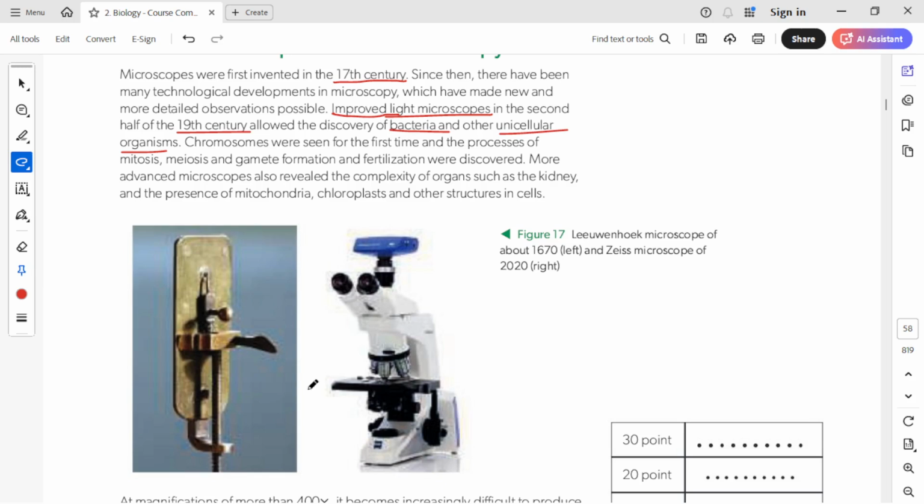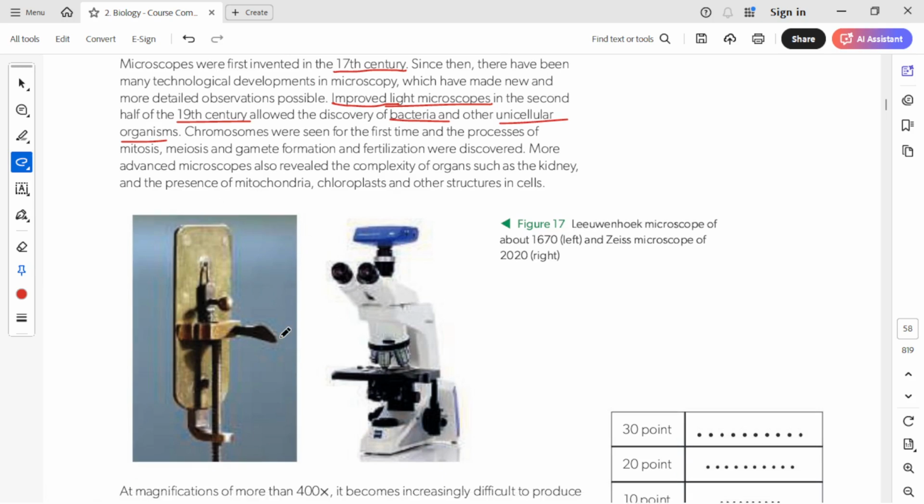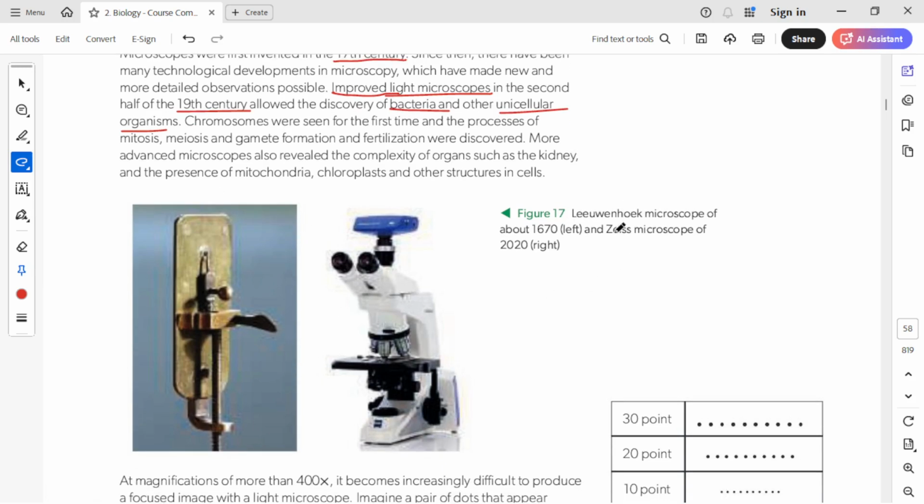So this is the earlier microscope that was actually used by Leeuwenhoek. Okay, so this is Leeuwenhoek's microscope. It was developed somewhere around 1670, and today's Zeiss microscope, which is a brand, will look something like this one. Okay, so today's microscopes are very advanced when compared to earlier microscopes.